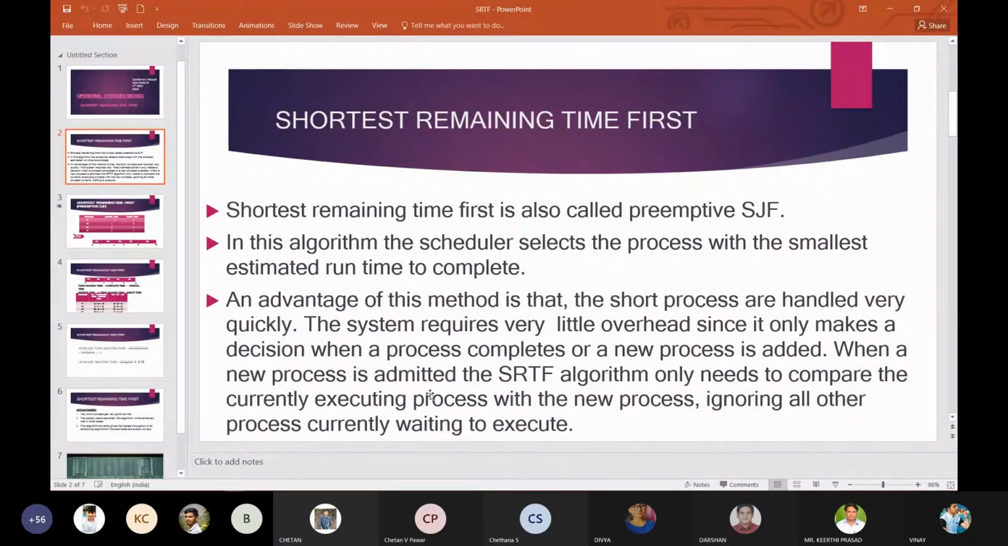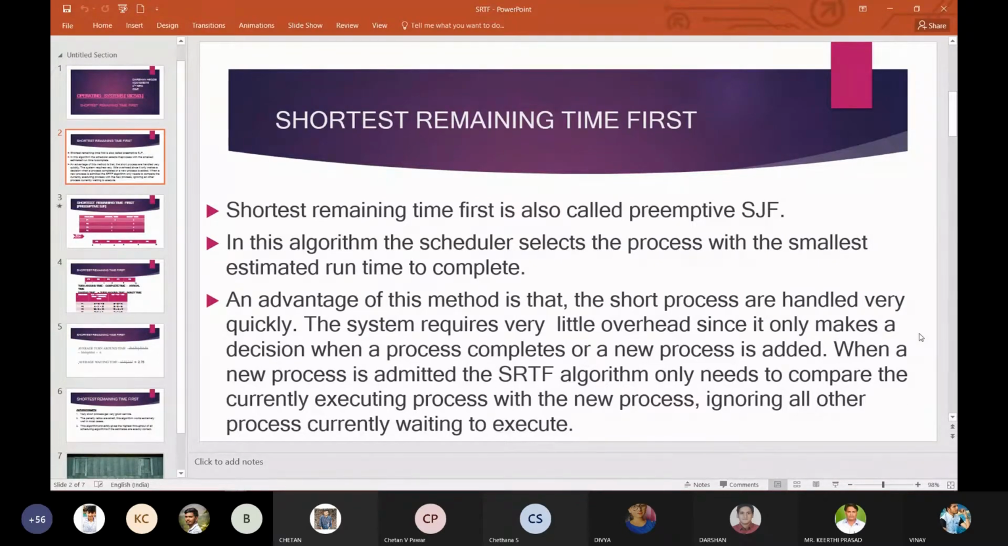An advantage of this method is that short processes are handled very quickly. The system requires very little overhead since it only makes a decision when a process completes or a new process is added. When a new process is admitted, the SRTF algorithm only needs to compare the currently executing process with the new process, ignoring all other processes currently waiting to execute.